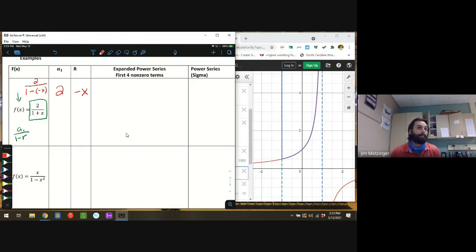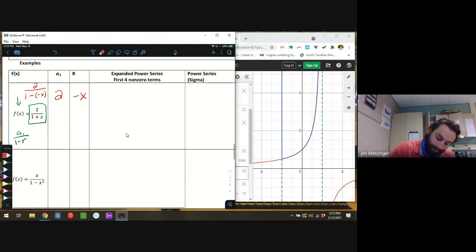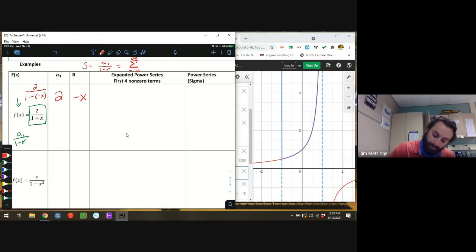All right, so expanded power series. Well, technically, we haven't really. I should have put the third one in front of this one. So remember, if we know that some summation is equal to a1 over 1 minus r, technically that is also equal to the summation of an infinite number of terms. I could start with n equal to 0 to infinity of a1 times r to the n power.